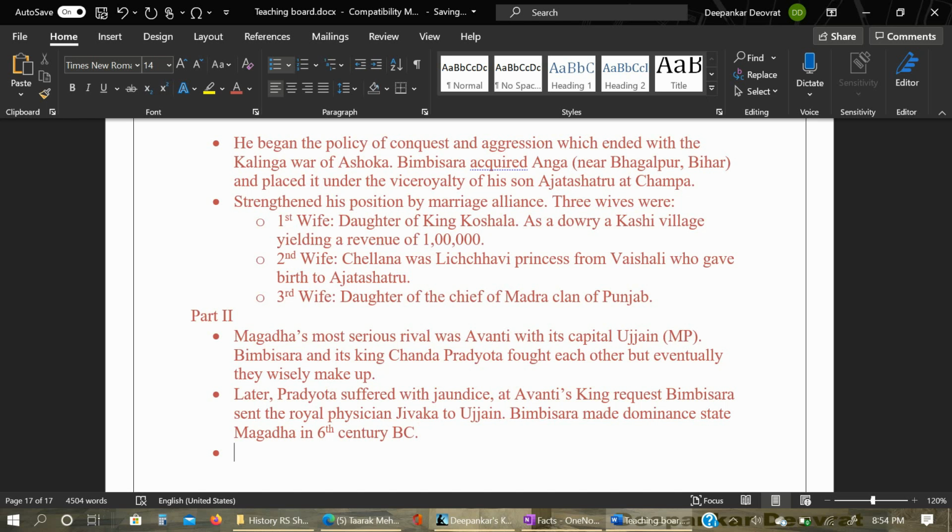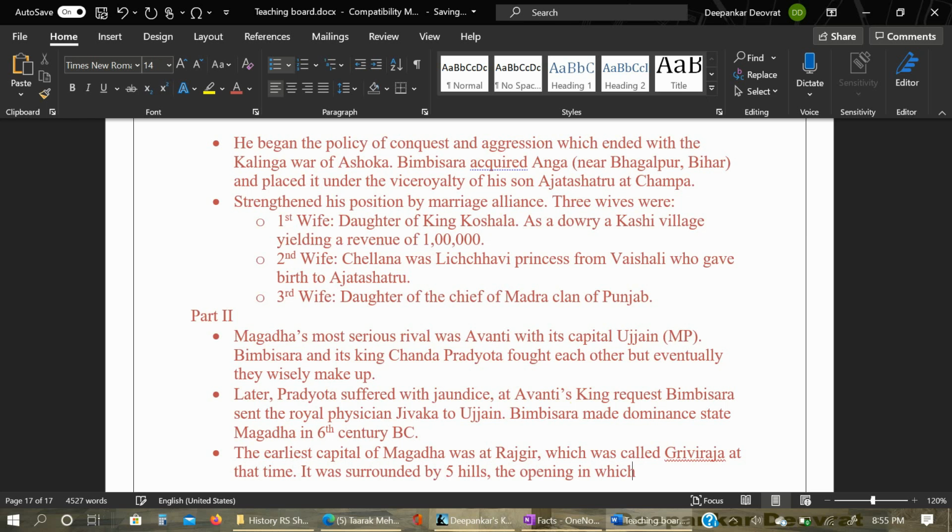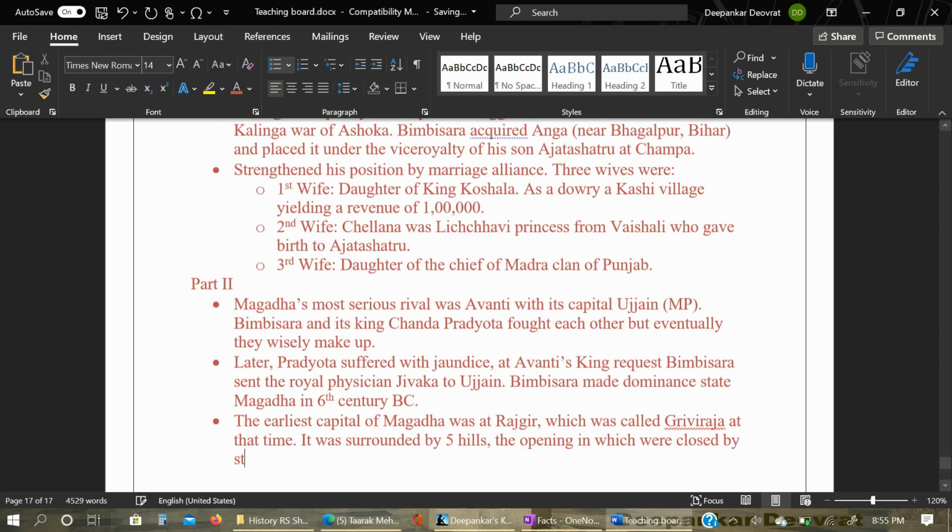This is one of the most important points. The earliest capital of Magad was at Rajgir, which was called Girivraja at the time. It was surrounded by 5 hills, the openings in which were closed by stone walls on all sides, which made it impregnable. Okay.